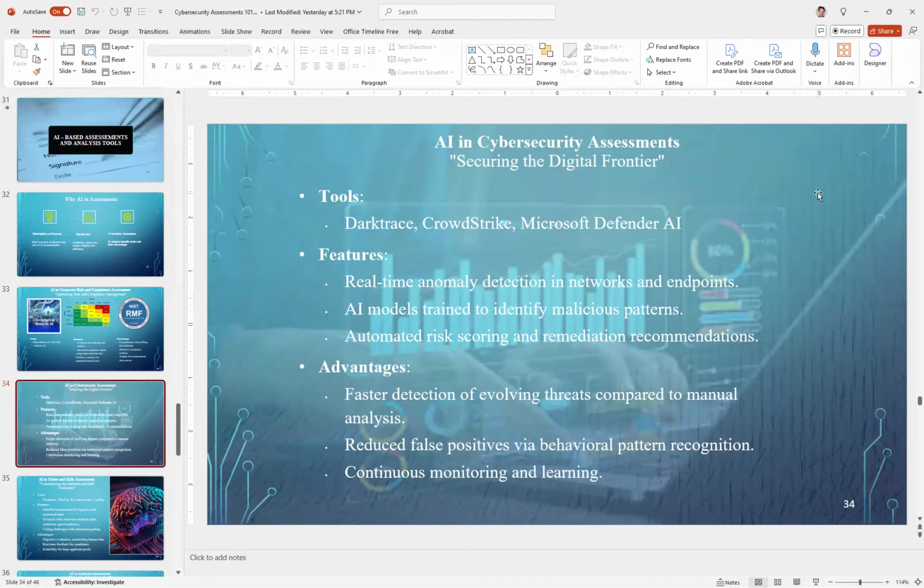The advantage is that you have faster detection for any threats that might come down the path or that are already happening, as compared to a manual analysis. It also reduces false positives via behavioral pattern recognition and continuous monitoring and learning by the AI.